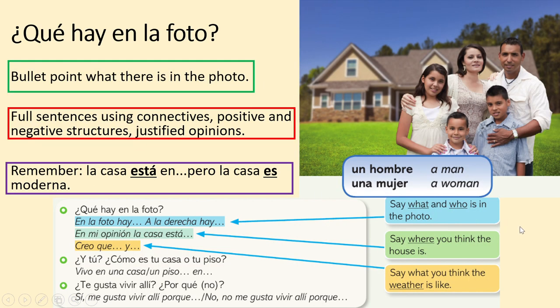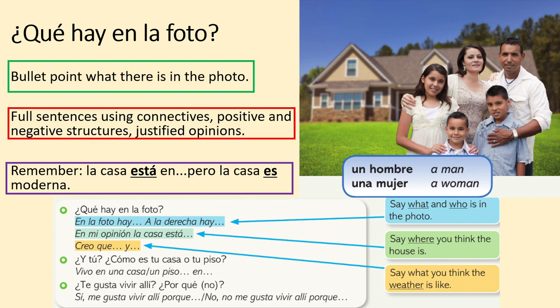Okay, guys, your last task for today's lesson. ¿Qué hay en la foto? Our favorite question. What is there in the photo? You've got a photo here of a family, house, you've got the location, and what I'd like you to do is describe it. You can describe it either in bullet point form, so one sentence, two sentences, three sentences, or you can make it into more of a paragraph with full sentences using connectives. So we could have y, pero, también, además.